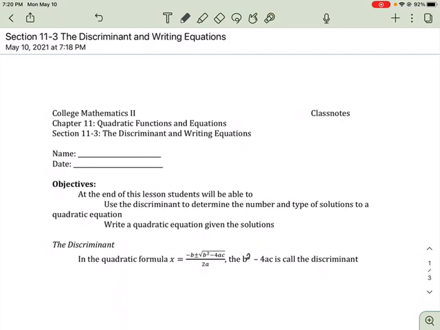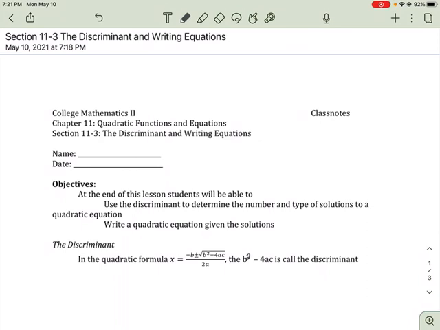Now, number of solutions means it could be 0, 1, or 2, and the types of solutions could be real, either rational or irrational. There could be one rational solution. There could be imaginary or the i solutions. So that's what we want to know.